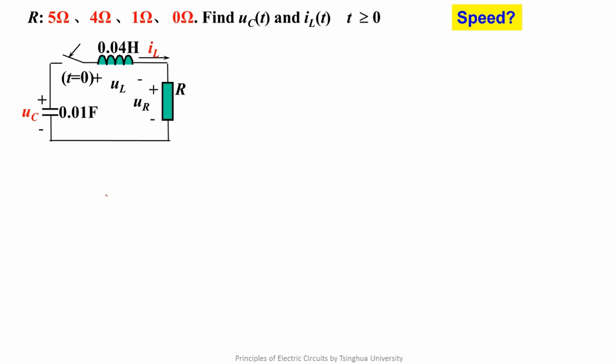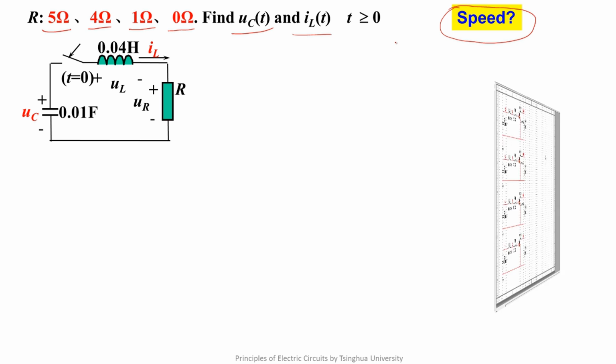By using numerical method, we have analyzed in detail the theoretical expressions and the waveform of the UC and IL in case of overdamping, critical damping, underdamping, and no damping. Then in the case of these 4 different situations, what is the difference of the change speed of the capacitor voltage or the inductor current? Next, we still use simulation to illustrate it.